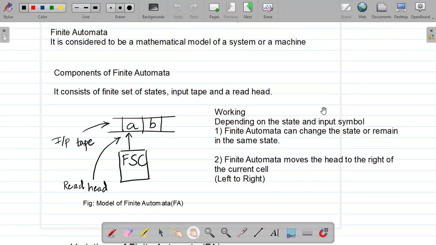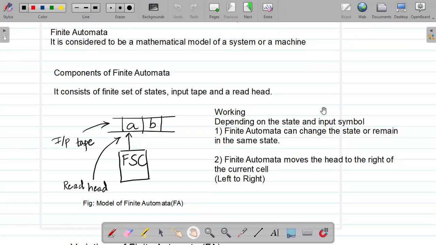So we are going to learn about finite automata. It is considered to be a mathematical model of a system or a machine. So for a particular system, there could be certain inputs for which we want to perform certain actions, and then we want to get to certain output. So we'll be learning about the components first, and then we will see the working, and then we'll see a few examples through which it will be more clear.